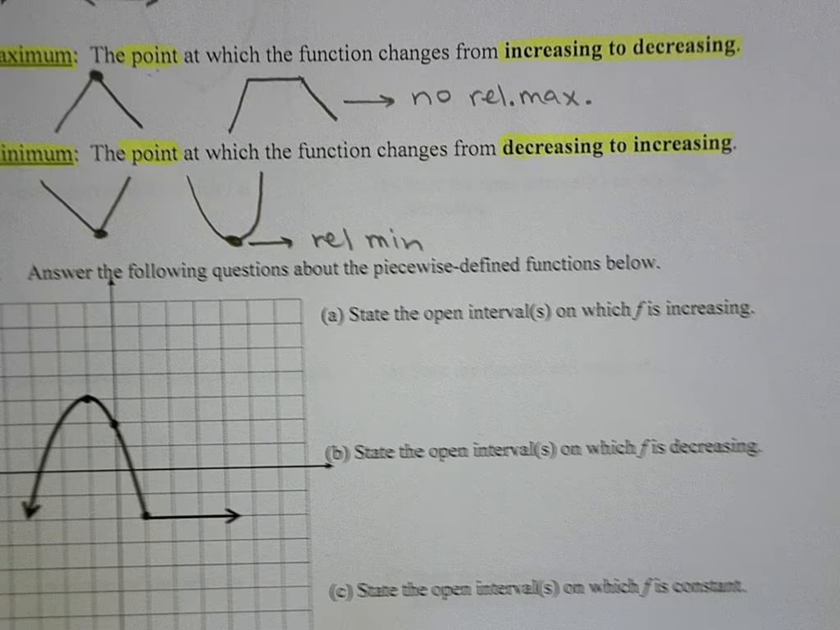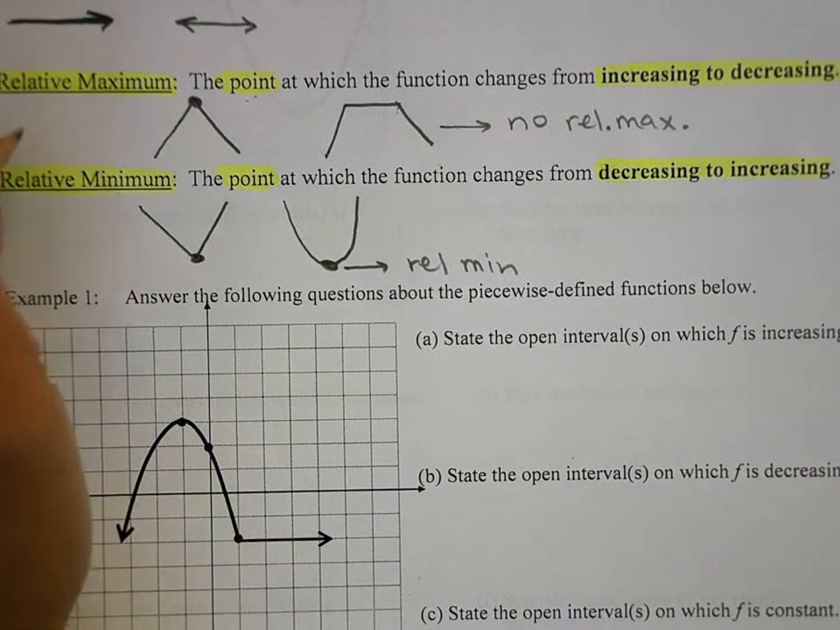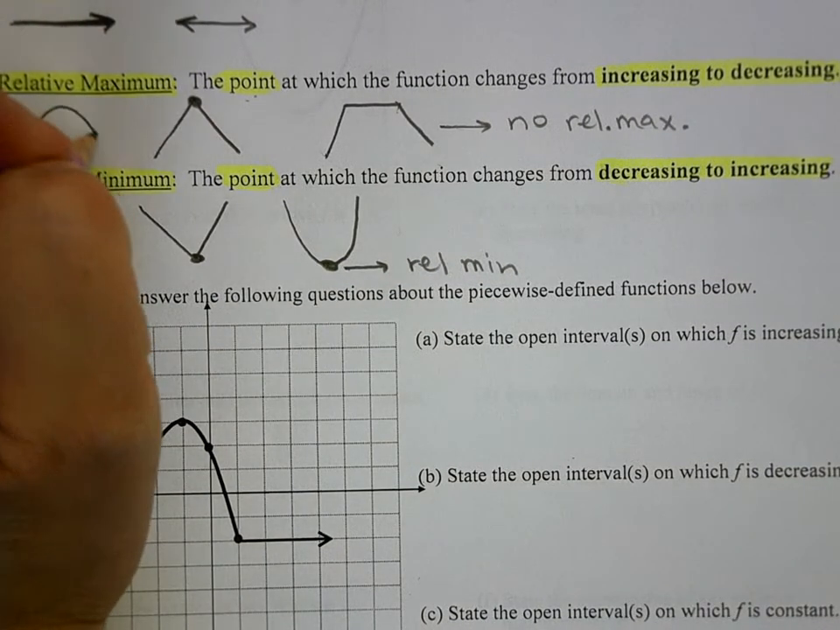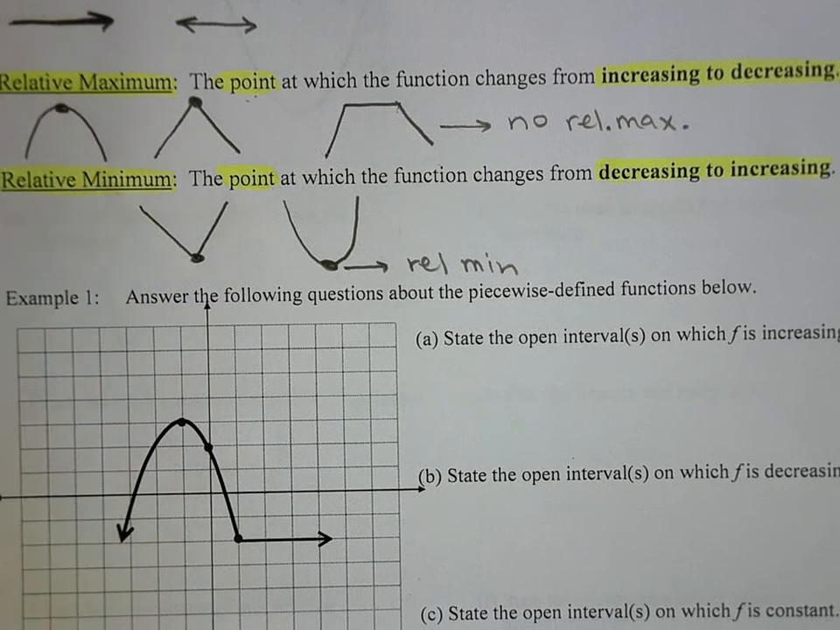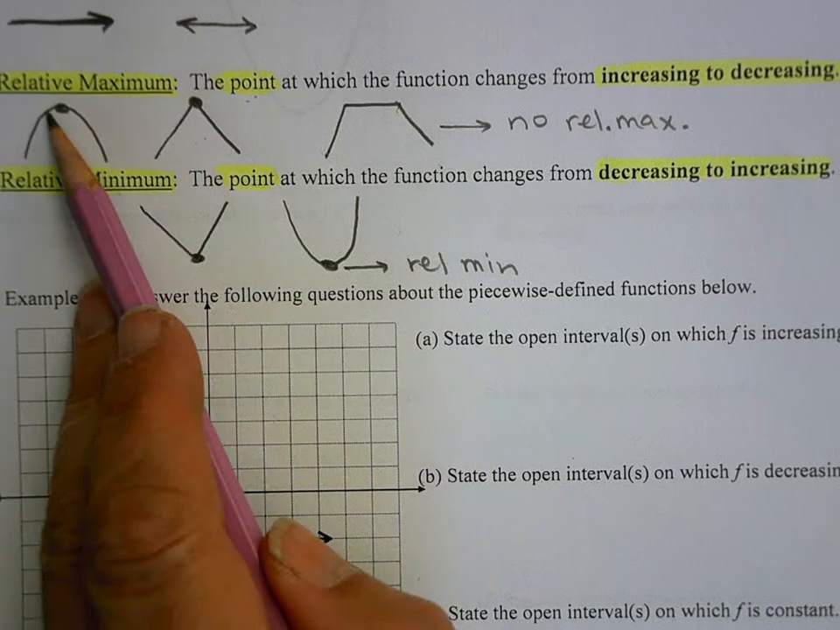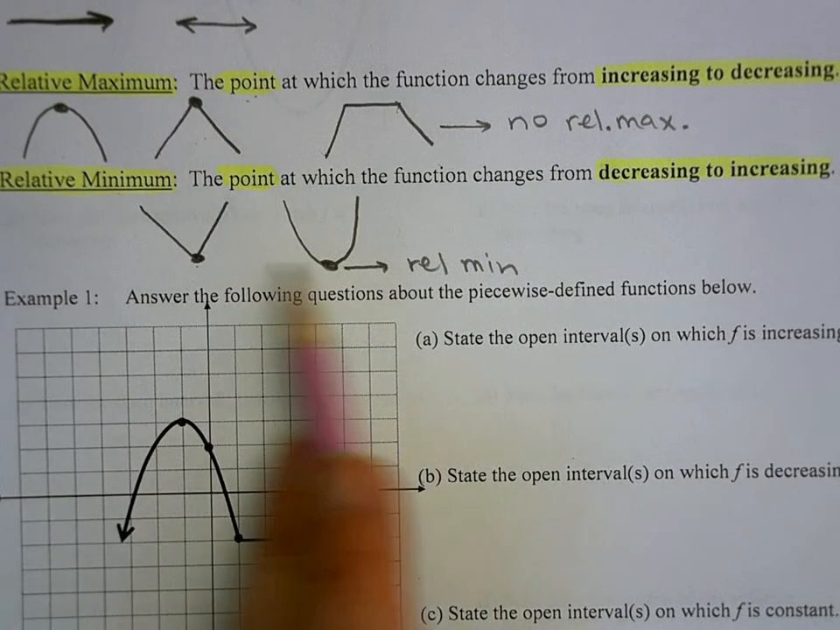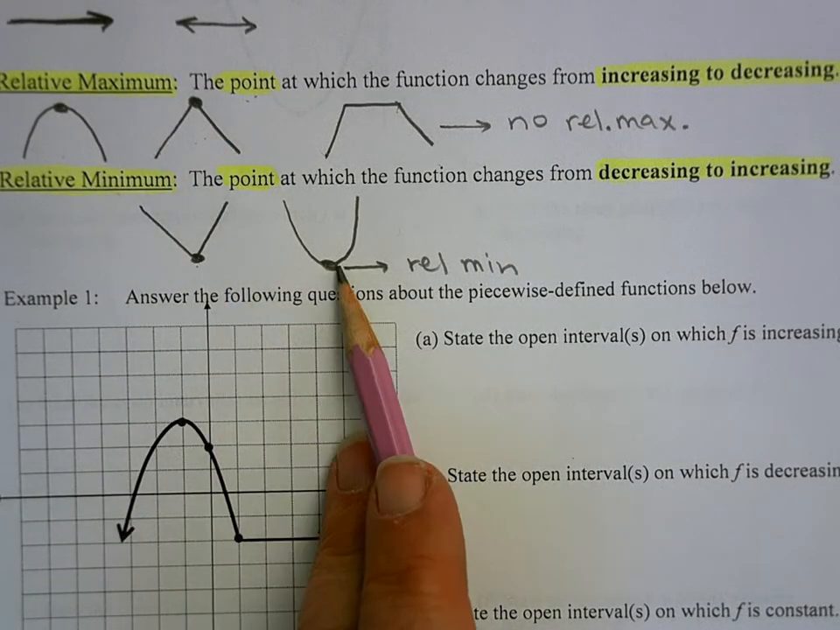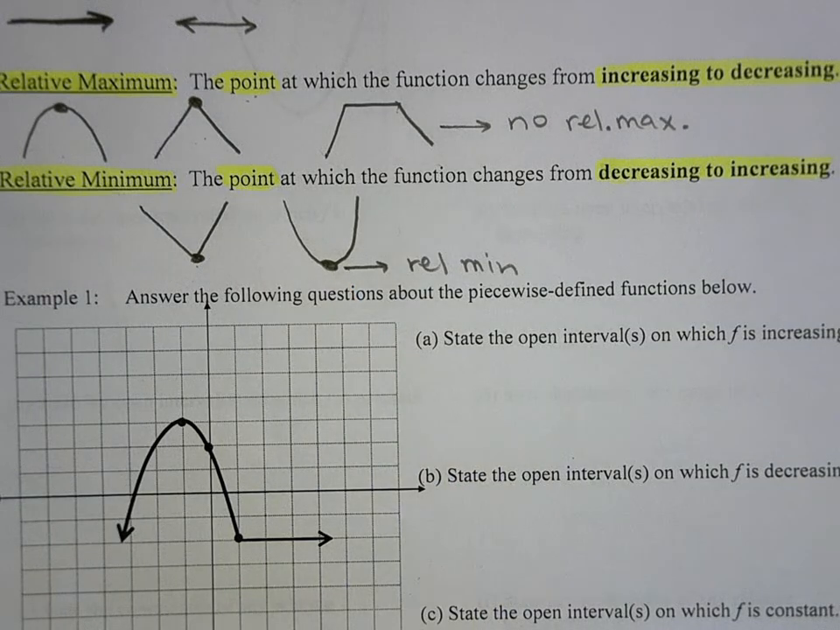And that would be true for your relative max as well. It could be our negative quadratic, where this would have a relative max as well. So these would both have relative maximums at that particular point here. And then these would both be relative minimums at that particular point there where it transitions. Okay? All right, so let's go ahead and take a look at a few examples here.